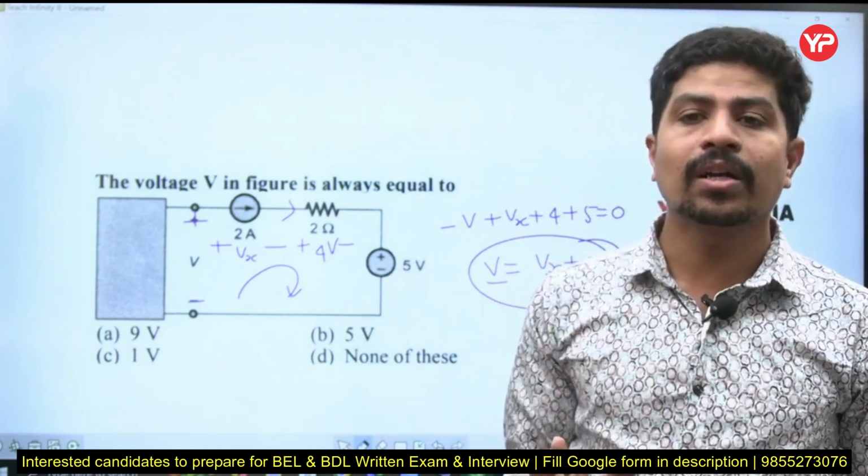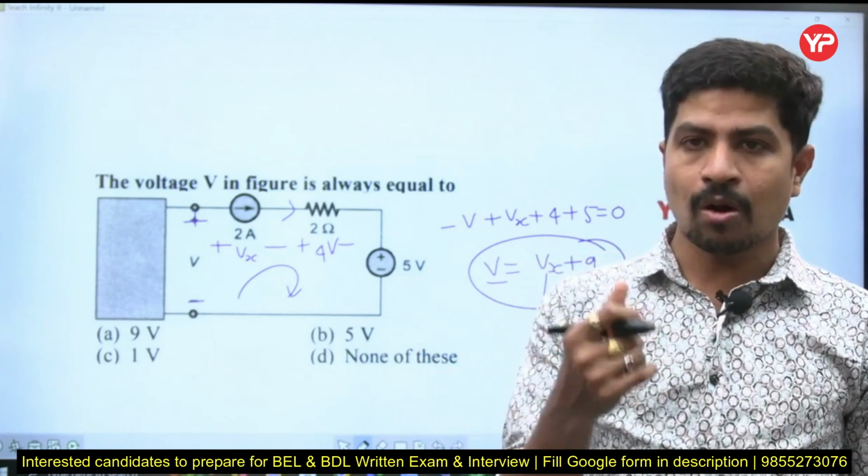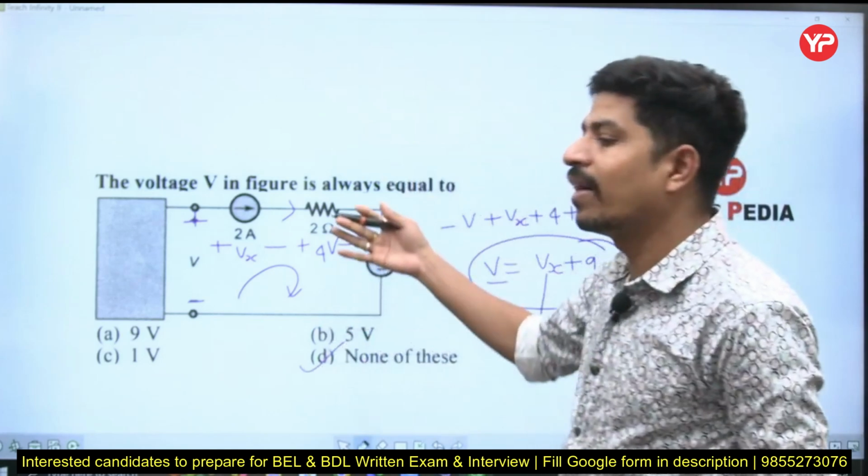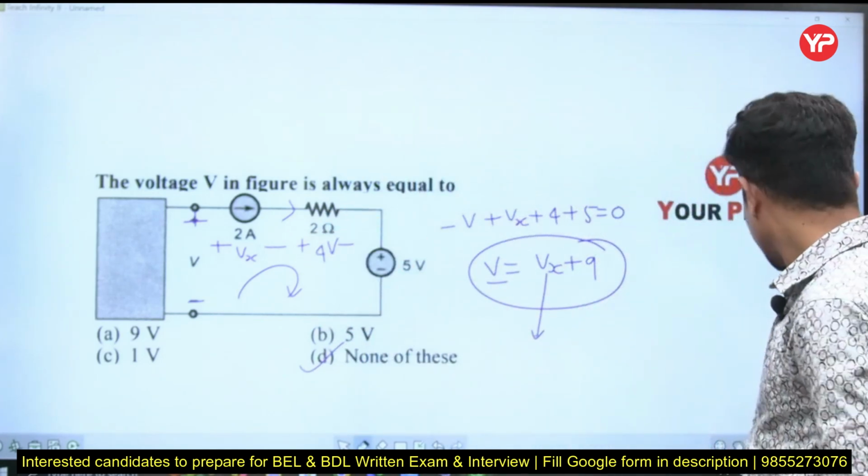But if we want to find it, there should be some data related to it, which is not there in this particular problem. Therefore, the answer is none of these. We can't find it, right?